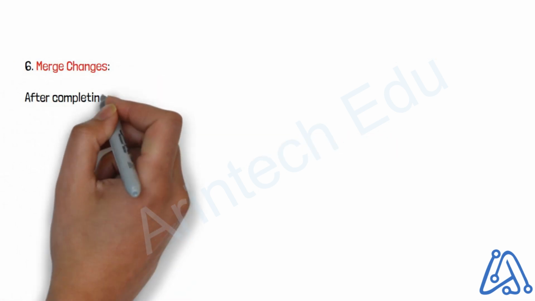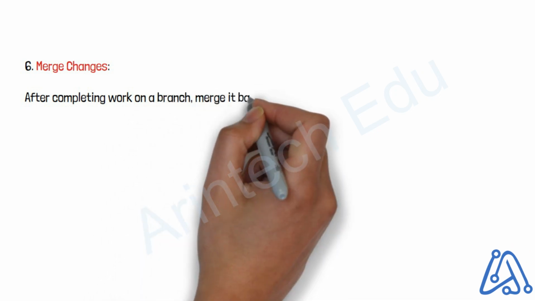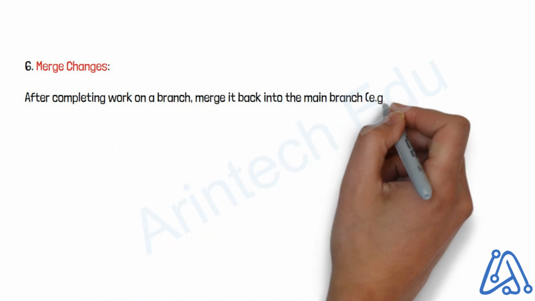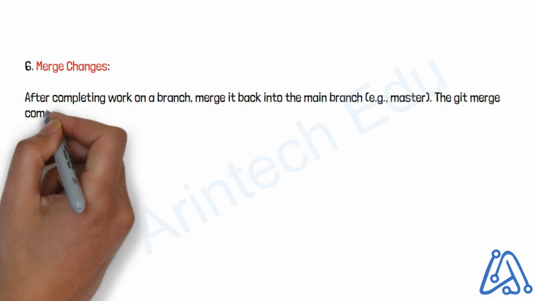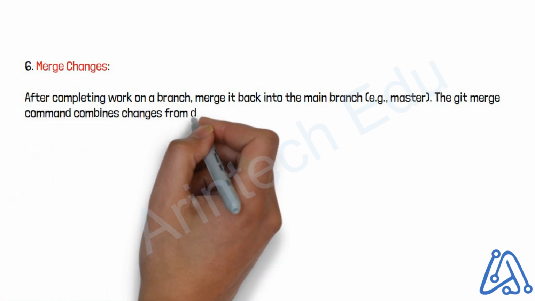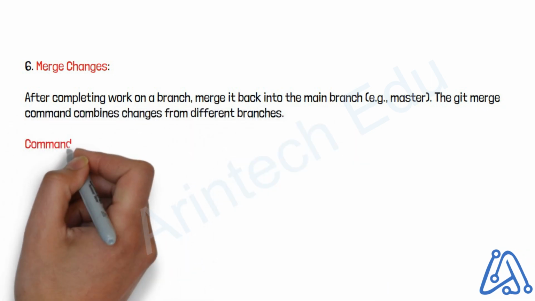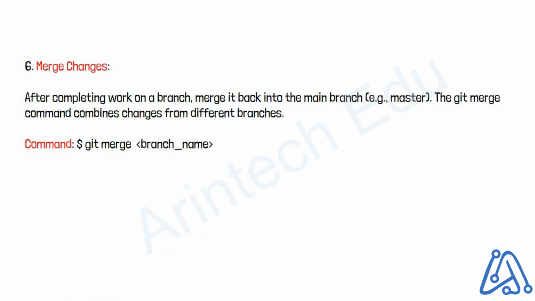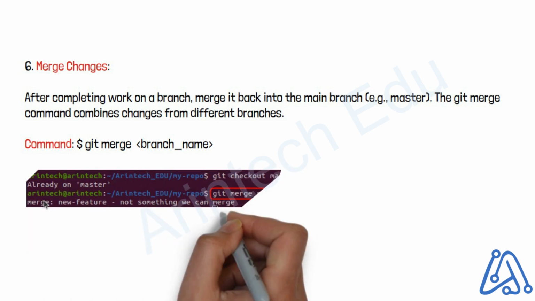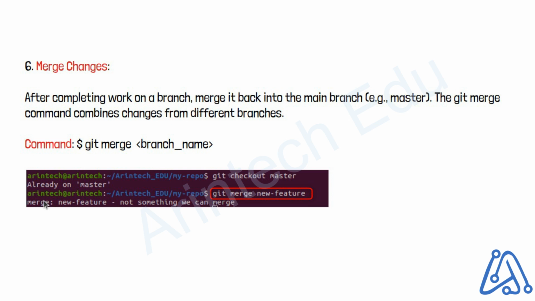6. Merge changes. After completing work on a branch, merge it back into the main branch, for example, master. The git merge command combines changes from different branches. Command: $ git merge branch-name. In this example, first you switch to master branch and then merge the changes from the new feature branch.